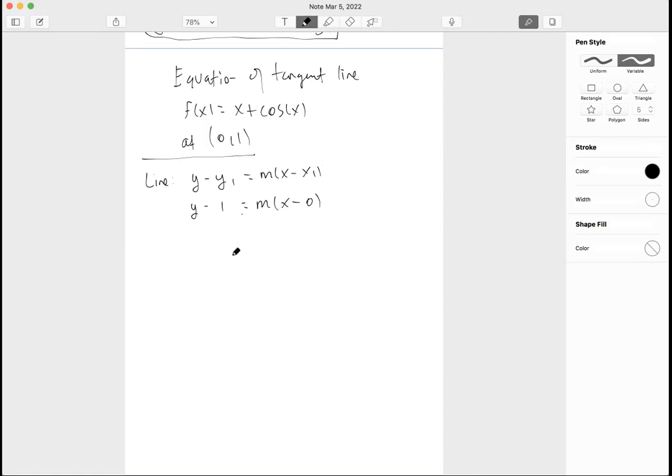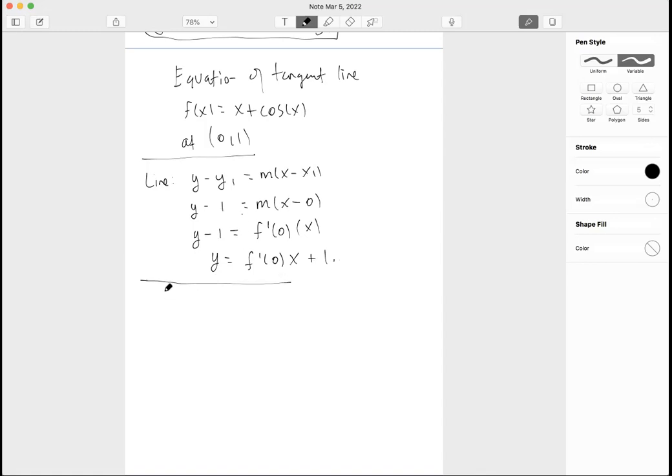And with our calculus, this is y minus 1 is equal to f prime of 0 times x minus 0. So maybe it looks nicer to write it like this. Okay, so the goal is to find f prime of 0 and plug it into our line equation.